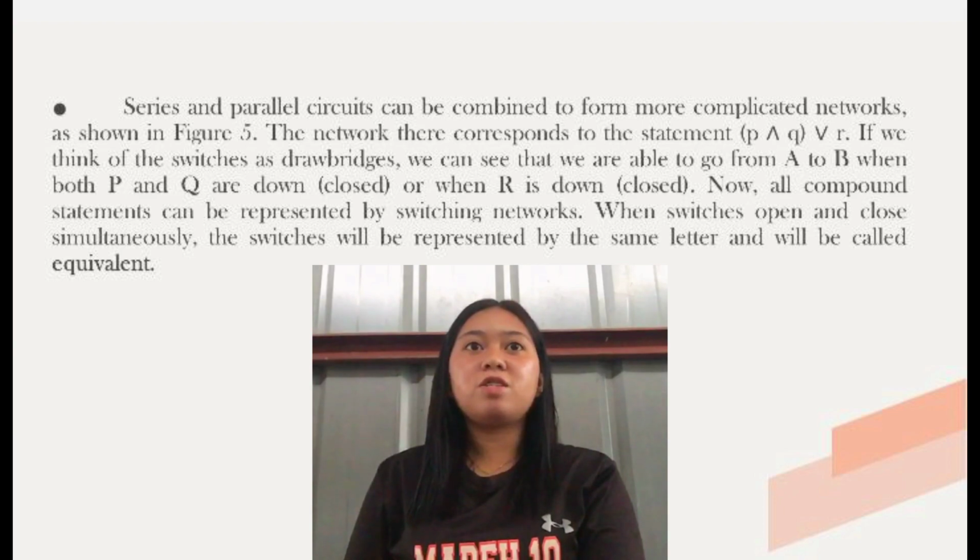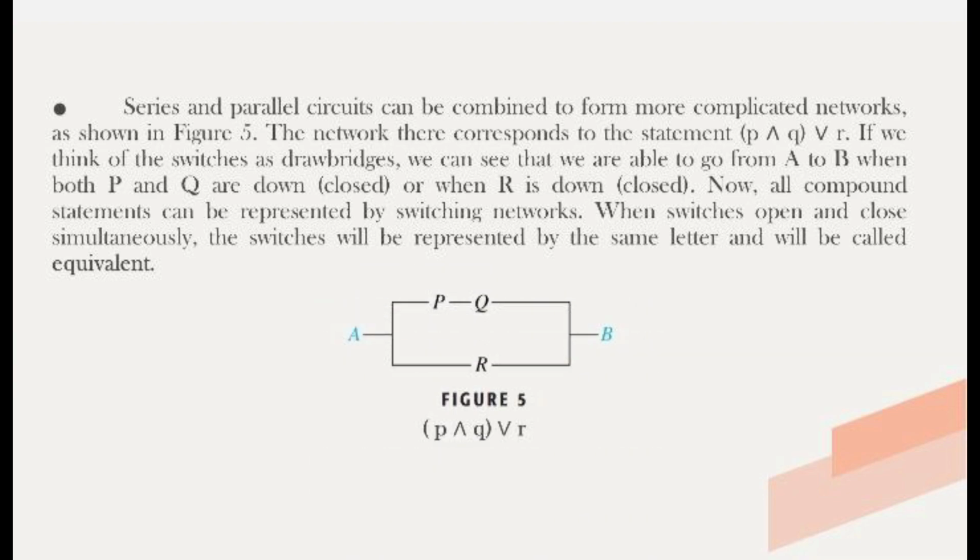Series and parallel circuits can be combined to form more complicated networks, as shown in figure 5. The network there corresponds to the statement P and Q, or R. If we think of the switches as drawbridges, we can see that we are able to go from A to B when both P and Q are closed or when R is closed. Now, all compound statements can be represented by switching networks. When switches open and close simultaneously, the switches will be represented by the same letter and will be called equivalent.